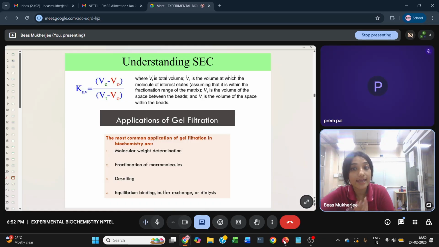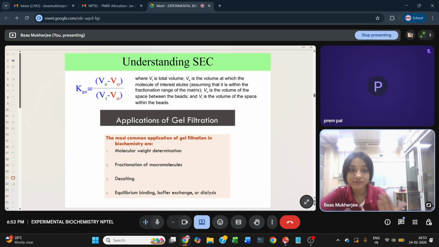So you can see that KAV is equal to VE minus V naught by VT minus V naught, where VT is the total volume, VE is the volume at which the molecule of interest elutes, assuming that it is within the fractionation range of the matrix. V naught is the volume of the space between the beads or the void volume, and Vi is the volume of the space within the beads. Vi is not taken into this equation, right? So V total is the volume outside the beads plus inside the beads. Okay.